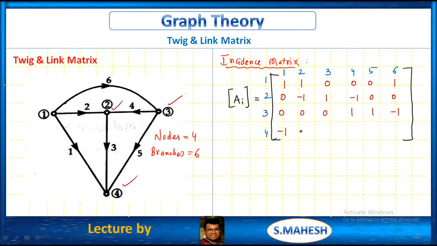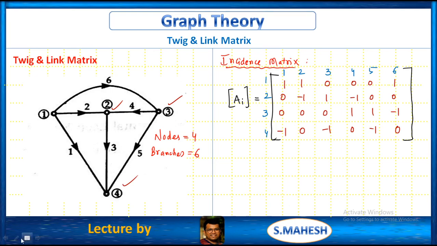Branch 2, node 4, there is no connection, 0. Like that branch 3 towards, minus 1. Fourth branch, there is no connection, 0. Fifth towards, minus 1. Sixth, there is no connection, 0. Then you have to check the algebraic sum of column entries. See, 1 minus 1, 0; 1 minus 1, 0; like that, each column sums to 0. Completed. This is the incidence matrix.